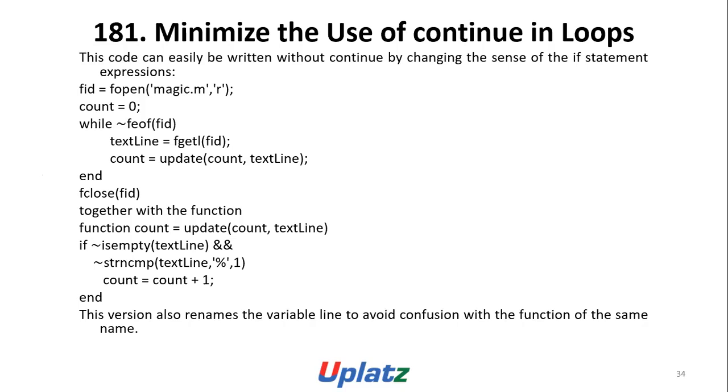Change the expression of the if statement: fid equals fopen magic.m, count equals 0, while not feof fid, text line equals fgetl fid, count equals updateCount text line, end. Together with the function updateCount text line, if isempty text line and then strcmp text line.